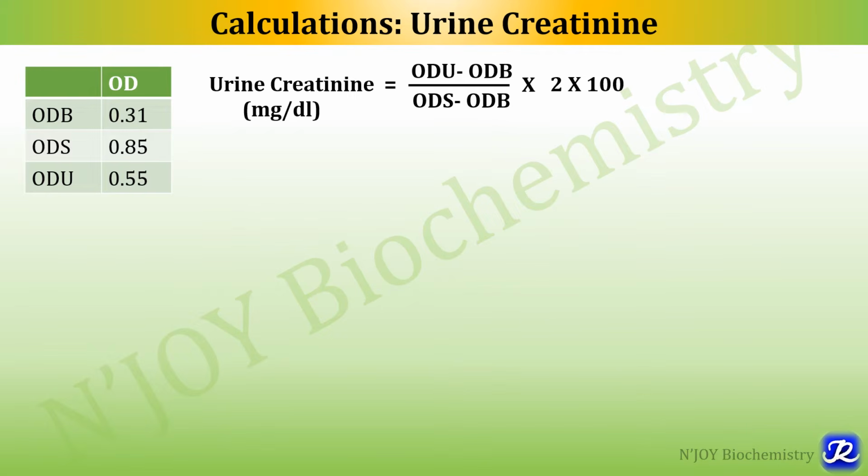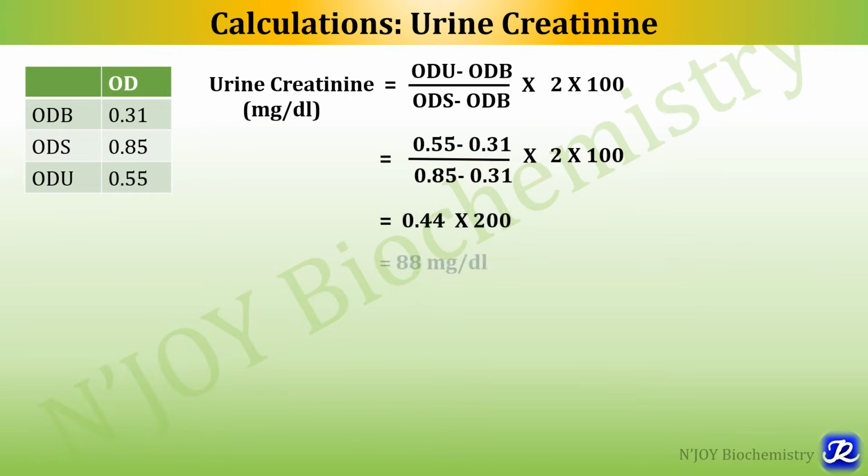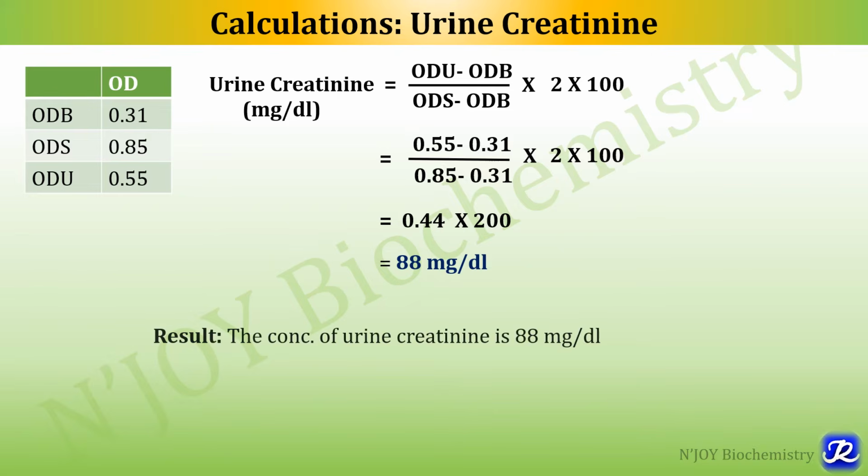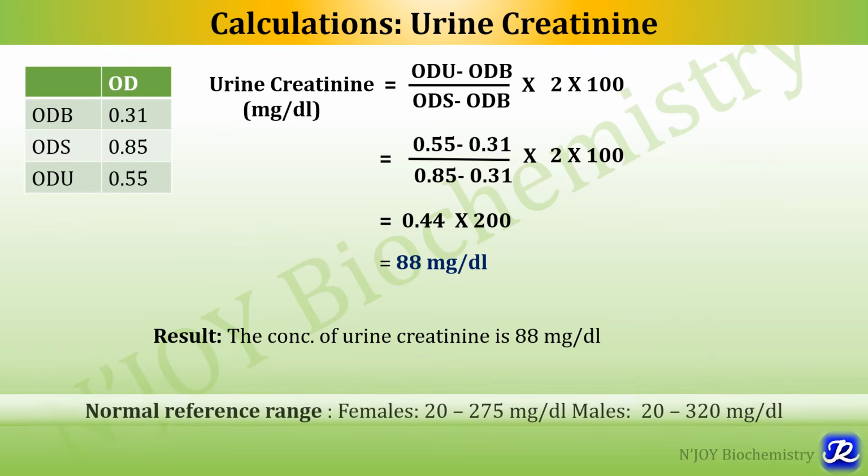Urine creatinine in milligram per deciliter is equal to OD of unknown minus OD of blank divided by OD of standard minus OD of blank multiplied by concentration of standard, that is 2 multiplied by 100 as we have diluted the urine sample 1:100. Putting all the values, that is OD of unknown was 0.55 minus OD of blank 0.31 divided by OD of standard, which was 0.85 minus OD of blank 0.31, multiplied by 2 into 100. So it comes as 88 milligram per deciliter. So the result is the concentration of urine creatinine is 88 milligram per deciliter.